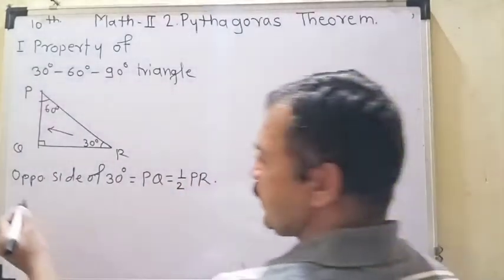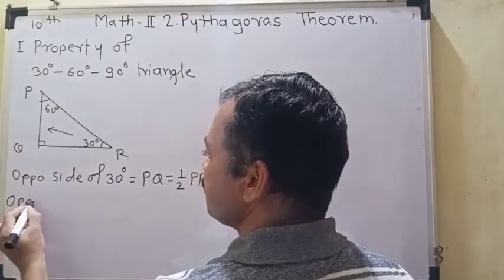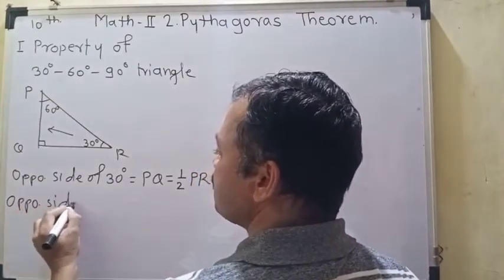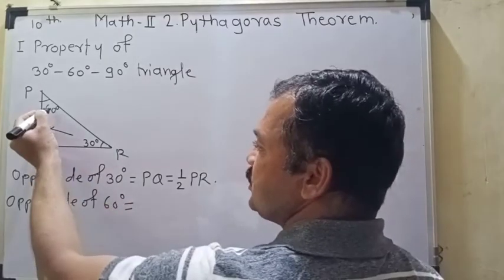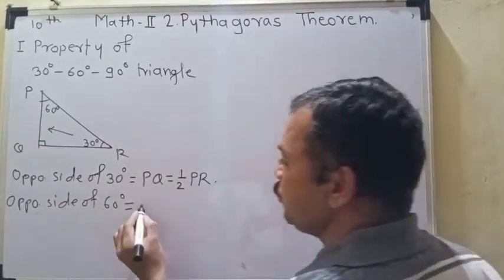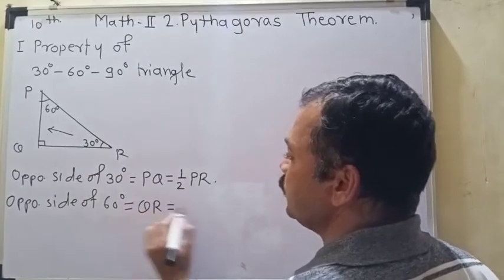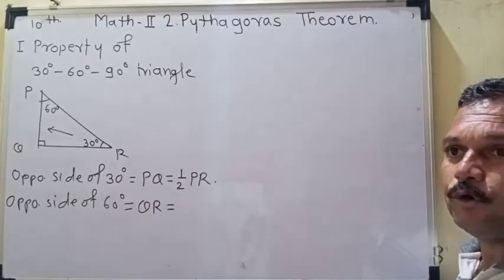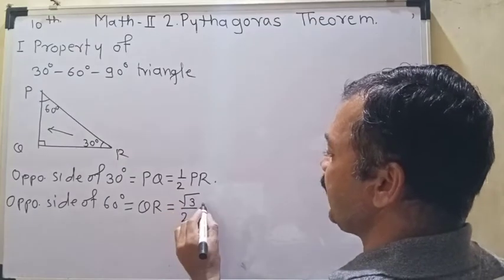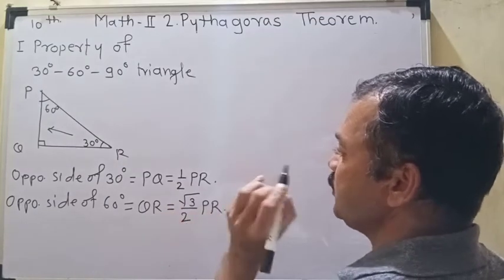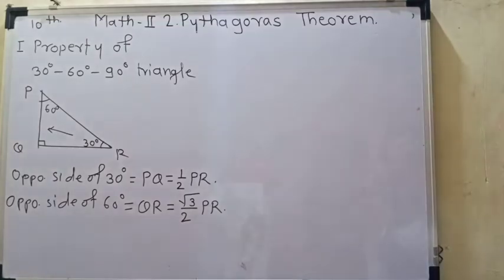And the opposite side of the 60 degree angle. Which is the opposite side of 60 degree? QR. QR is equal to root 3 upon 2 times the hypotenuse. PR is the hypotenuse. This is the property of the 30 degree, 60 degree, 90 degree triangle.